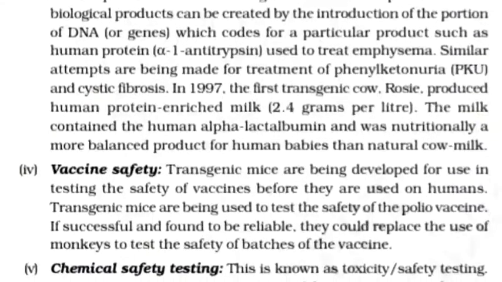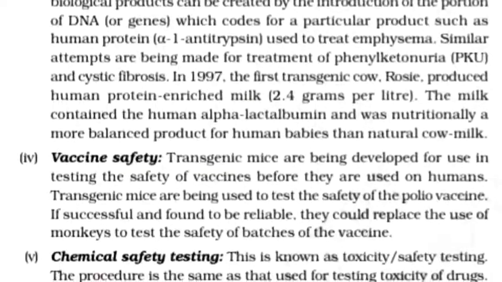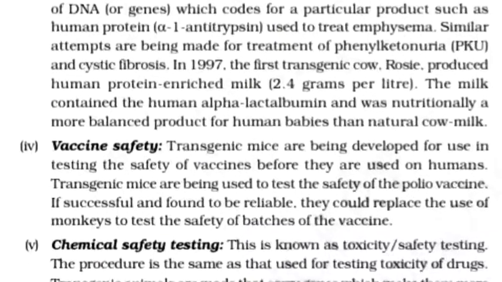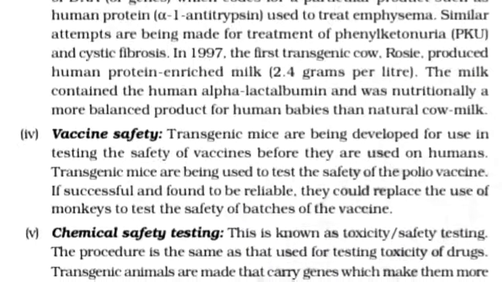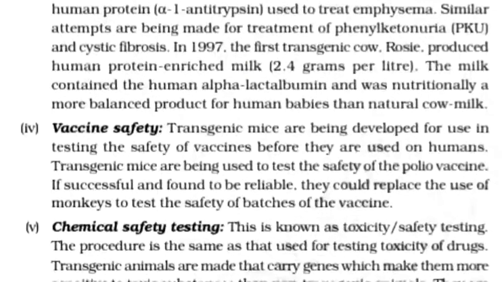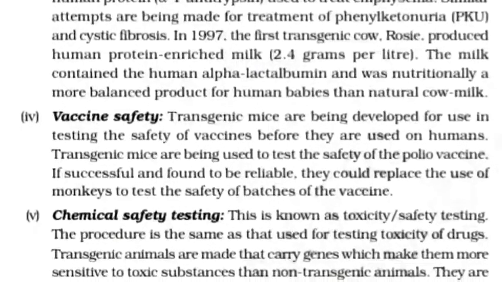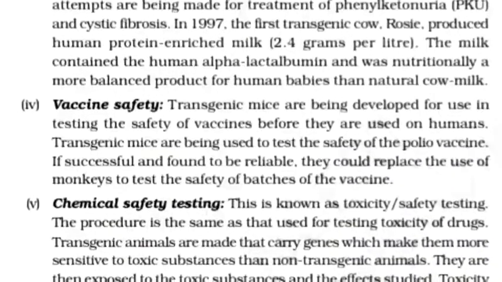PKU, and cystic fibrosis. In 1997, the first transgenic cow, Rosie, produced human protein-enriched milk, 2.4 grams per liter. The milk contains the human alpha-lactalbumin and was nutritionally a more balanced product for human babies than natural cow milk.